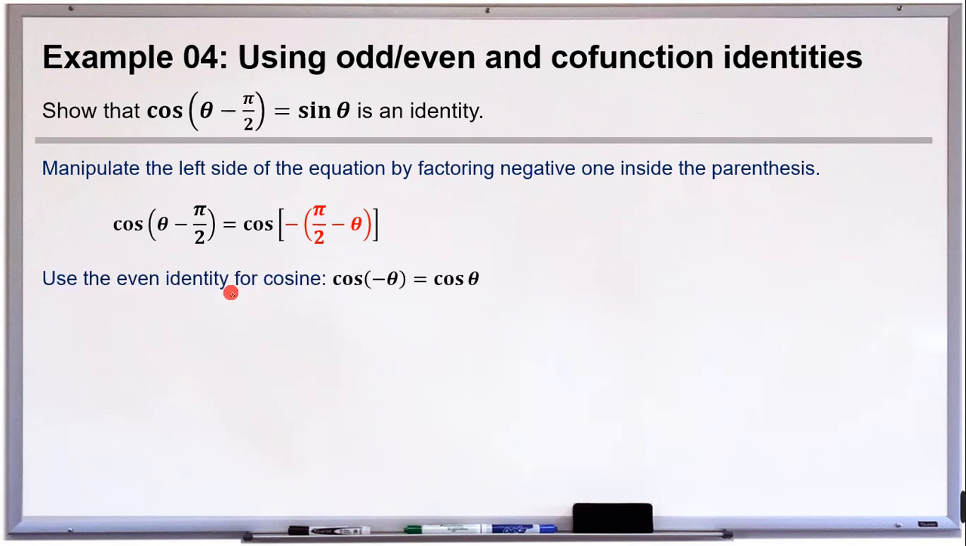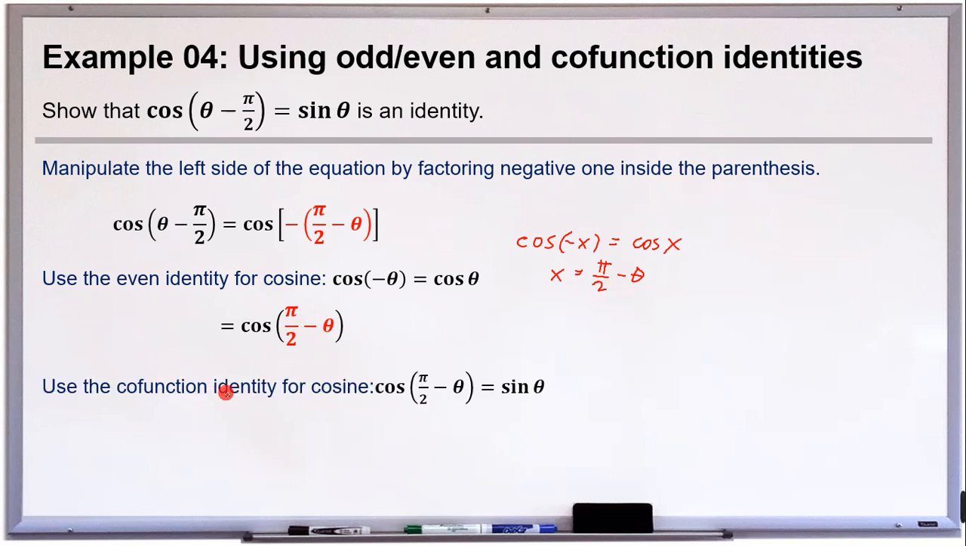And now we're going to use the even identity for cosine. So if we have a cosine of negative theta, we have a cosine of theta. So if we have a cosine of negative x, it is also equal to the cosine of x, wherein our x here is equal to the expression inside the parentheses, which is pi over 2 minus theta. So this one is simply equal to cosine of x, which is equal to the cosine of pi over 2 minus theta, as you can see.